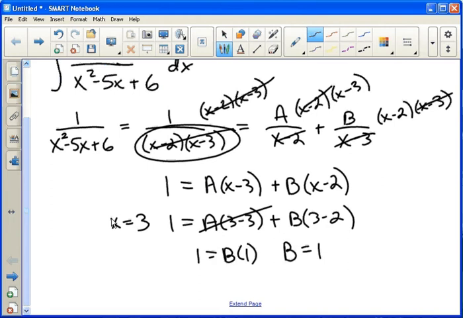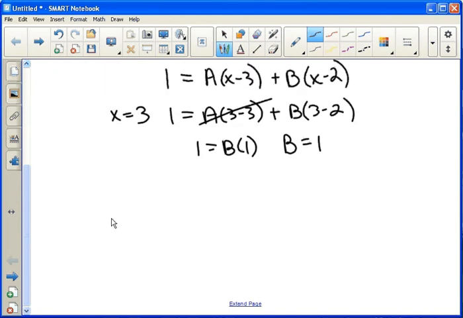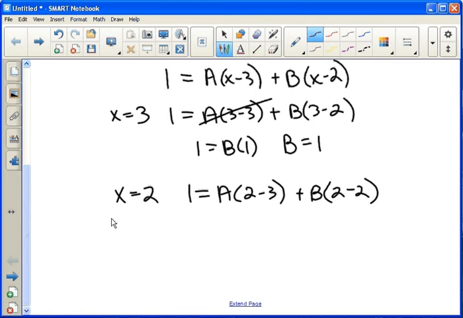That's simple. Now we just need to figure out the other convenient value of x in order to solve for A. Well, that's going to knock out B, so we would choose x equals 2 to make that x minus 2 term become 0. Okay, so 2 minus 2 is 0, that just cancels that out, so we end up with 1 equals A times negative 1, so A is equal to negative 1. So now we can go back up top.